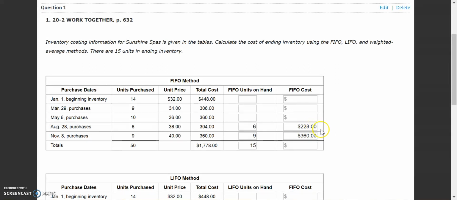So what we do here to find our ending inventory cost is we take our 228 and add it to our 360 for a total FIFO cost of 588. And that's the FIFO method. So the first ones in are the first ones out.